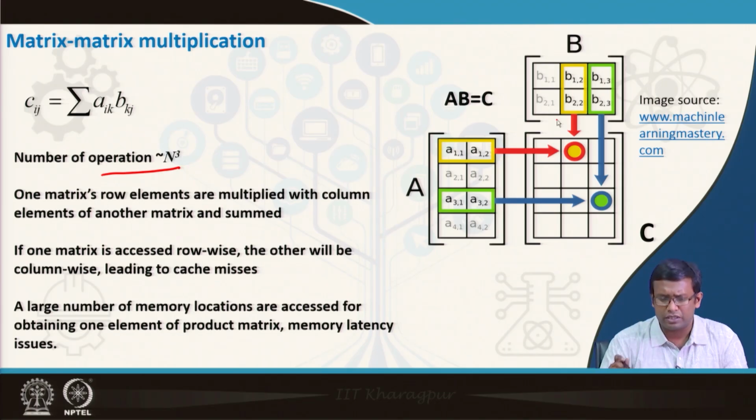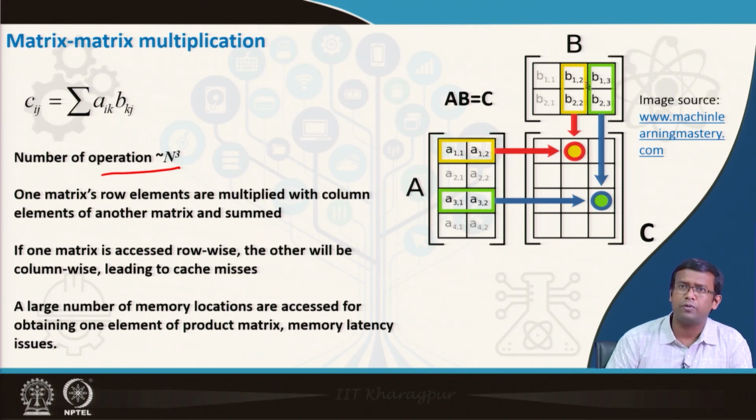So if we try to access one matrix row wise and the other one column wise, the other one will always give you a cache miss. And also, we have to do something for that, I will show you that. While finding out one element in the product matrix, we have to take one line of the right matrix, one line of the left matrix and multiply them and find the product.